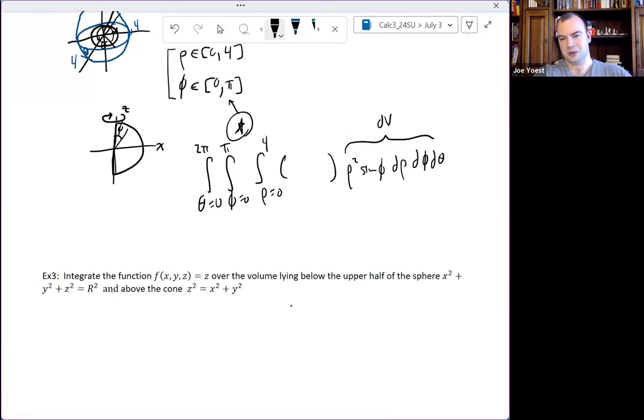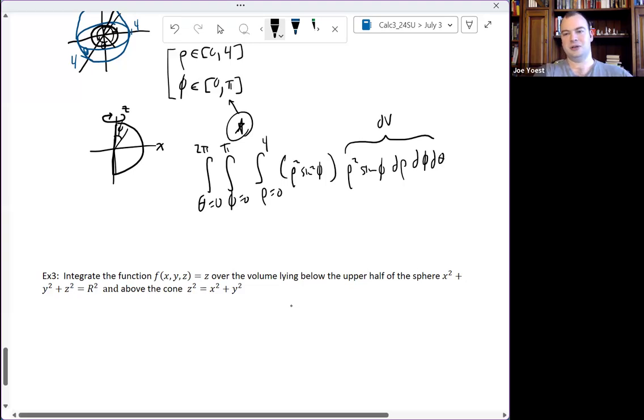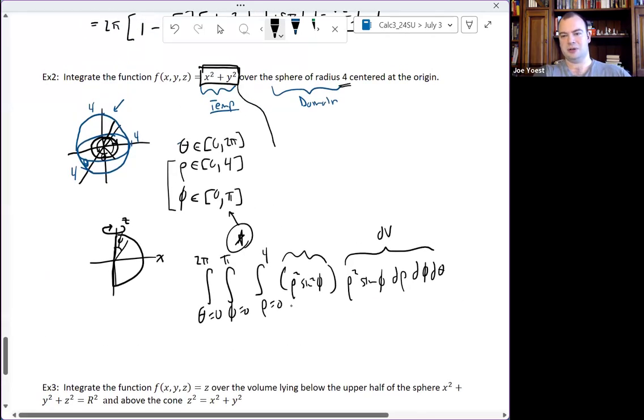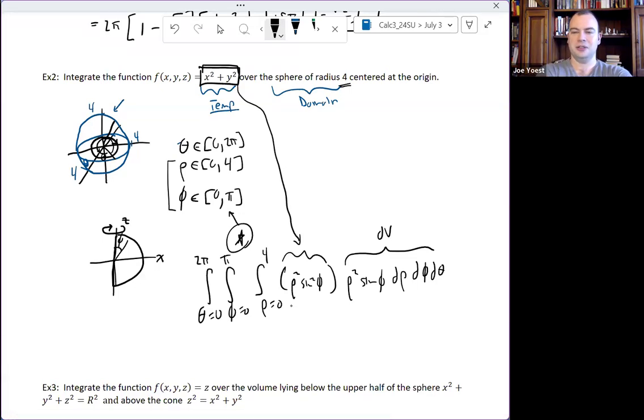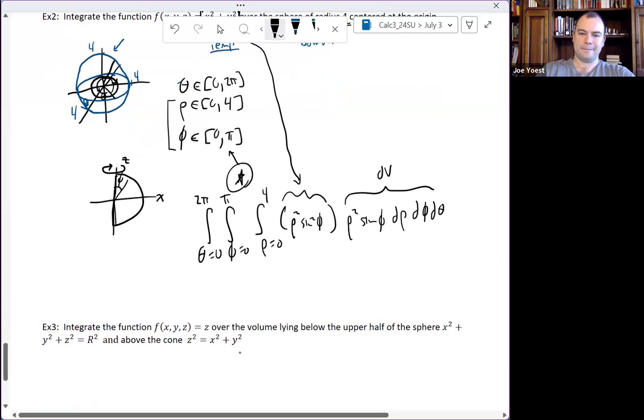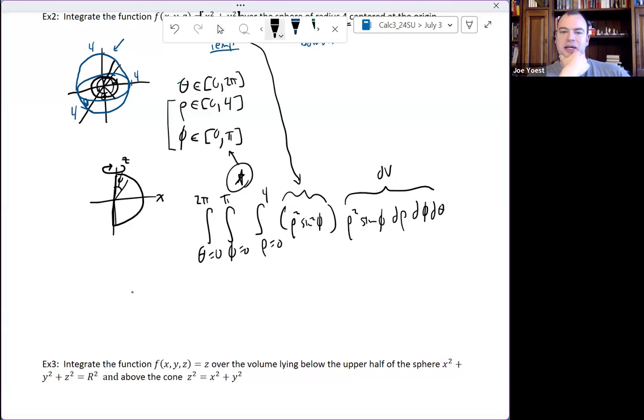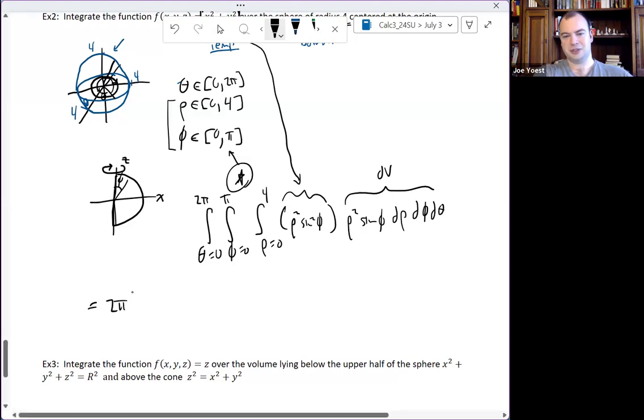So we need a rho squared sine squared phi as the integrand. This is the function that we're integrating. This is like our temperature or whatever, our number that's the output of the function at each point in this 3D domain. Okay, now if I look at my inner integrals for phi and rho, neither the bounds nor the integrand depends on theta. So this theta going from 0 to 2 pi can just turn into a 2 pi.